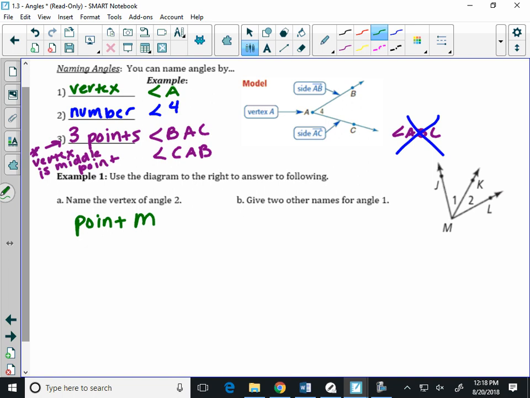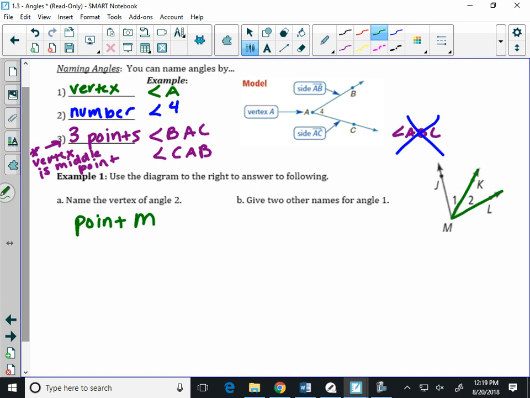And you see how the word's written, not the symbol? Sometimes that happens. I'm going to highlight the angle that has a 2 inside of it. And then I go to the pointy part. Here's the pointy part. That's the letter written next to the pointy part. That's going to be the vertex.